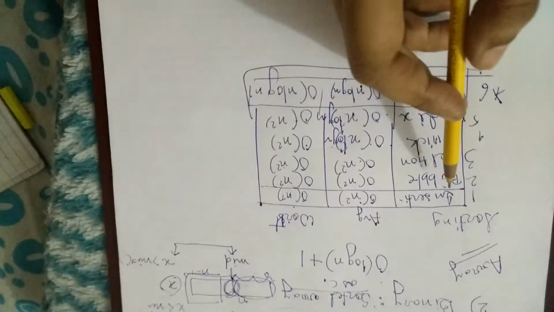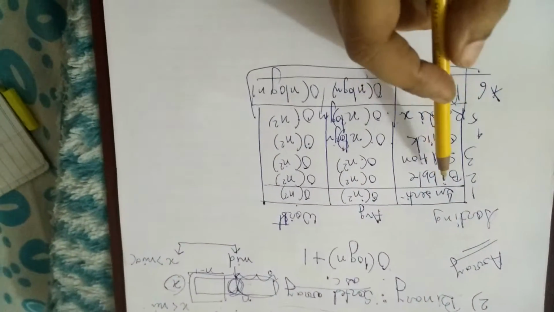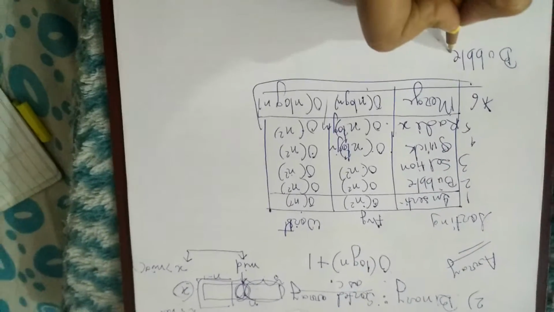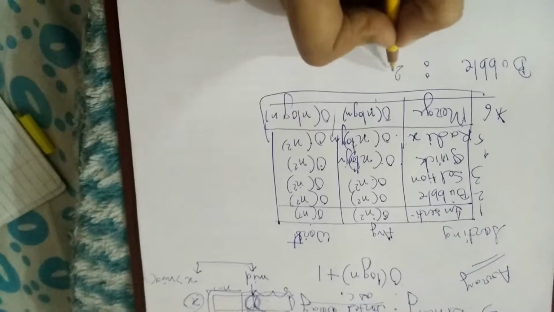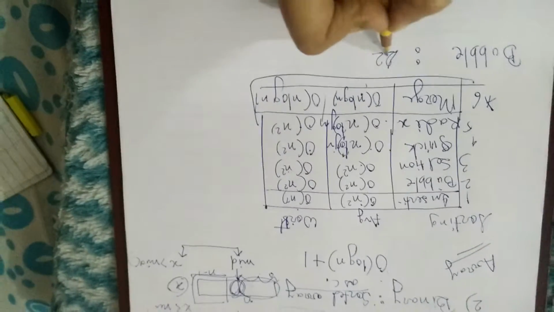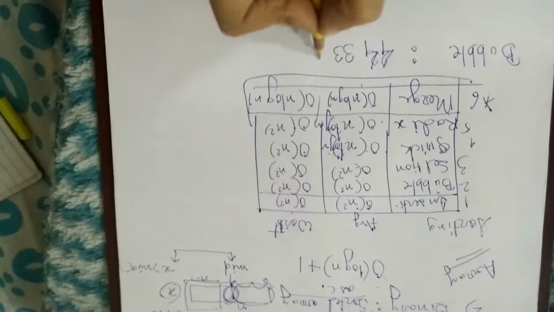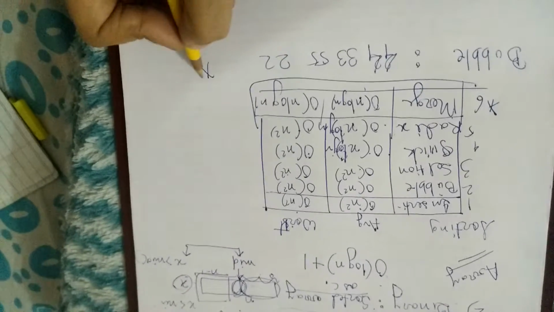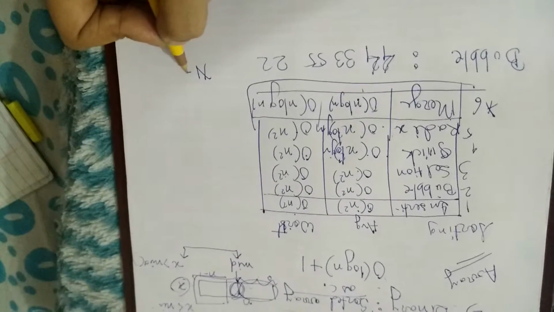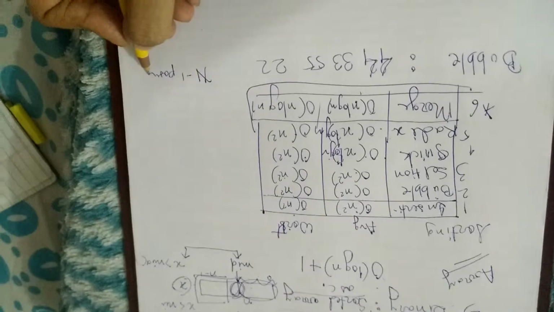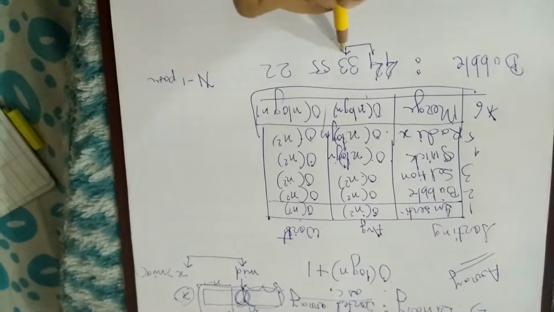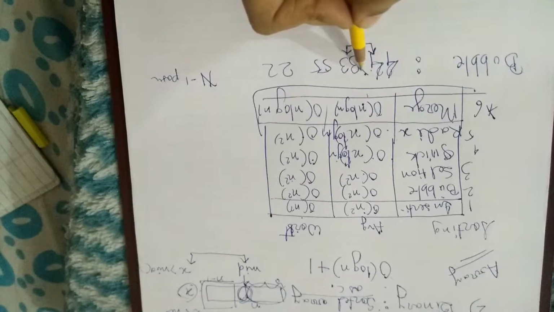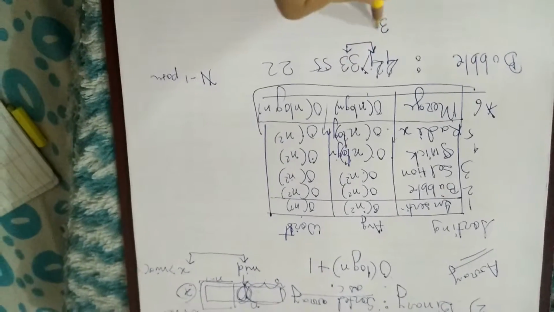Now let us see the concept, or the logic, of these sorts. First we will see the bubble sort. In bubble sort, let us consider that we have an array with elements 44, 33, 55 and 22. Now bubble sort requires n minus 1 passes. What happens here is we compare two elements, and if the first one is greater than the second one, we swap these elements.